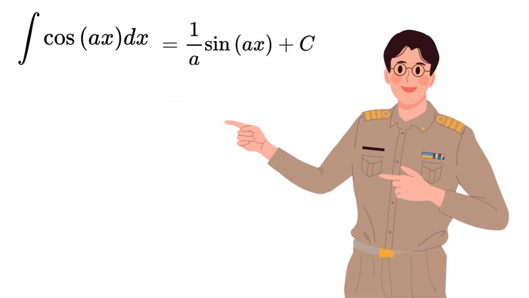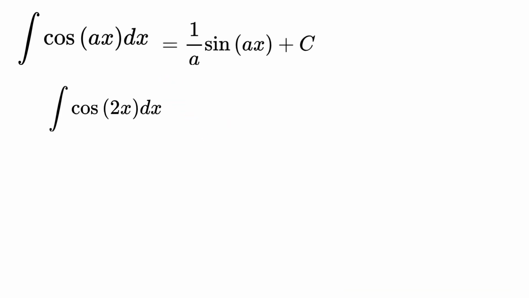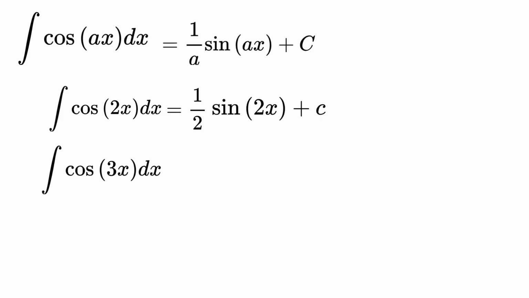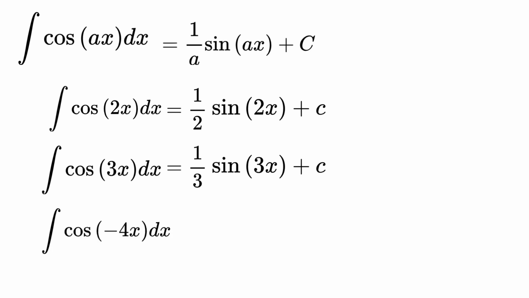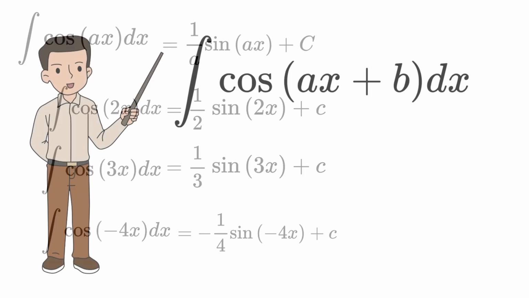Applying the formula to specific examples. Let's use this formula to solve the integrals we mentioned. Integral of cos of 2x dx. Here, a equals 2, then the integral of cos of 2x dx equals 1/2 sin of 2x plus c. Integral of cos of 3x dx. Here, a equals 3, then the integral equals 1 over 3 sin of 3x plus c. Integral of cos of negative 4x dx equals 1 over negative 4 sin of negative 4x plus c.